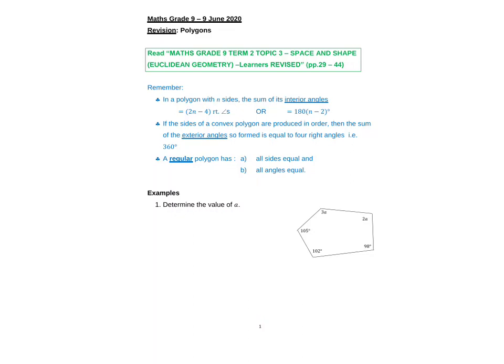Good day, grade 9s. We're looking at polygon revision, and you can go read through the Space and Shape document on pages 29 to 44 once again.